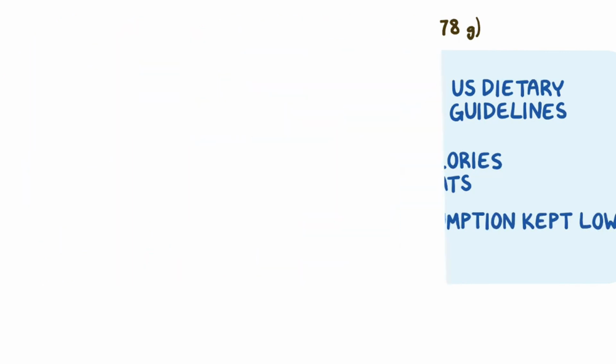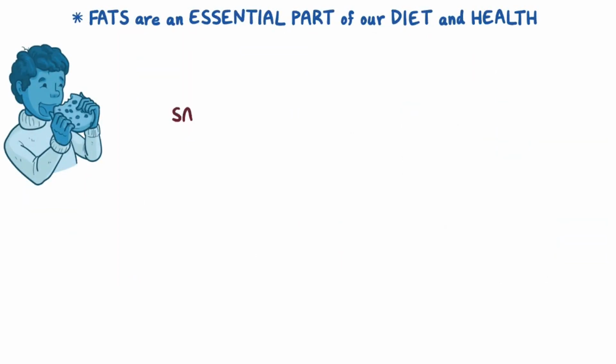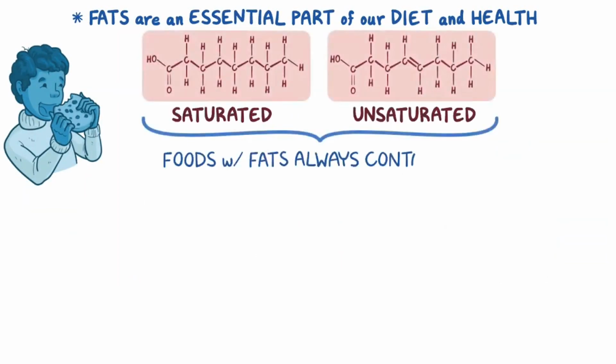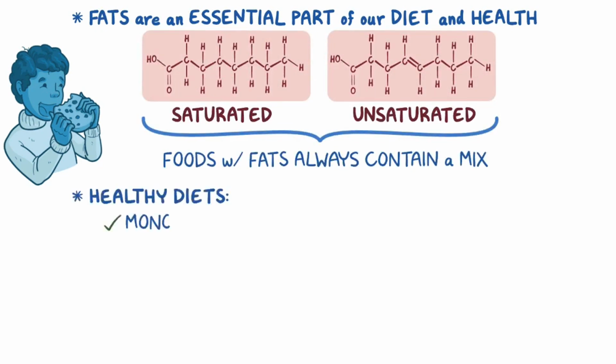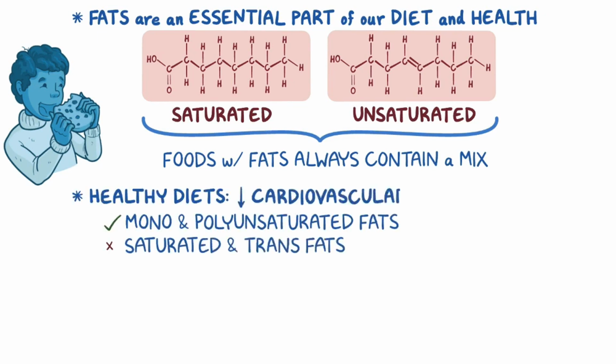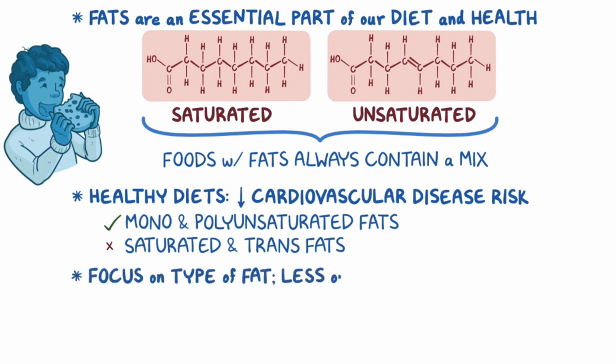Alright, as a quick recap, fats are an essential part of our diet and health. Fatty acids are either saturated or unsaturated, and foods with fat always contain a mixture of fatty acid types. Healthy diets emphasize mono and polyunsaturated fats over saturated fats, and trans fats are associated with an increased risk of cardiovascular disease. Improvements to our diet and health can be made by focusing more on the type of fat we eat and less on the amount.